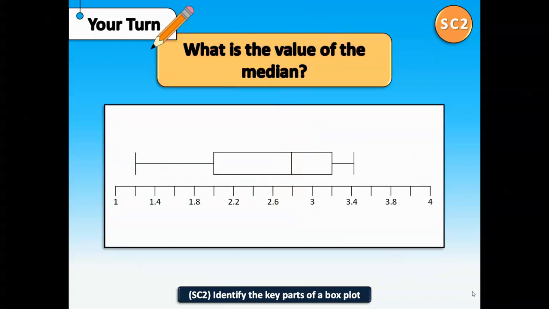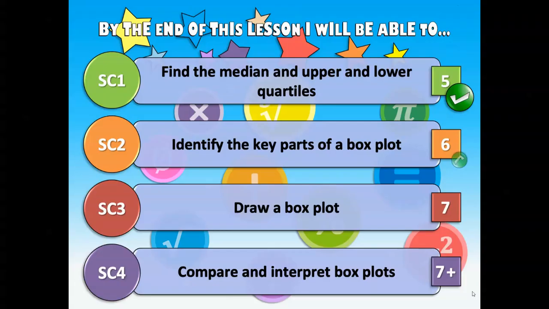What is the value of the median? Well, the median is this part of the box plot. So that's in between 2.6 and 3. So that's 2.8. And now we've completed success criteria 2. So now we're going to move on to number 3, and this is to draw a box plot.